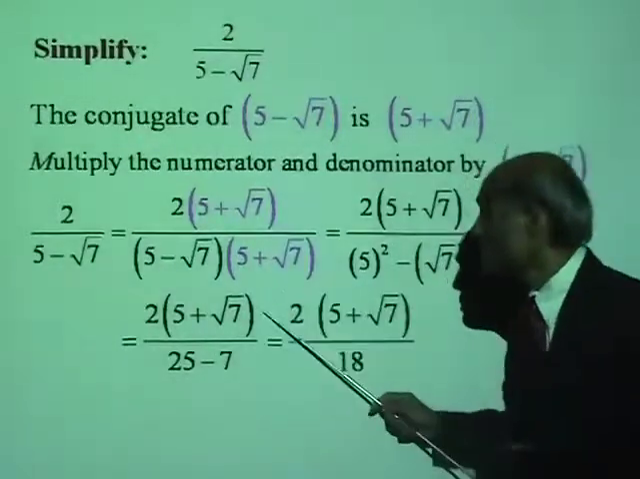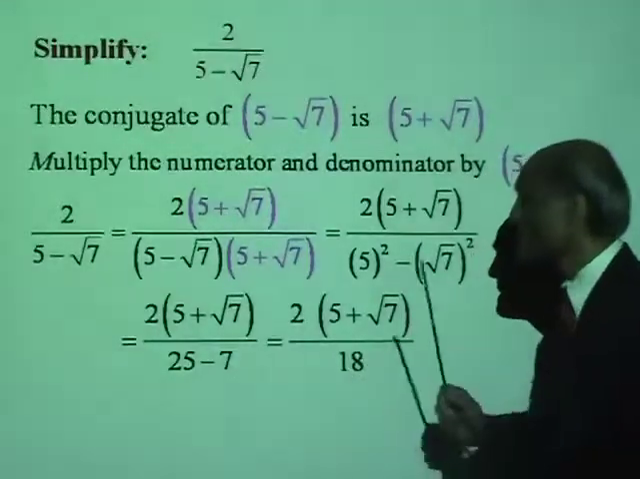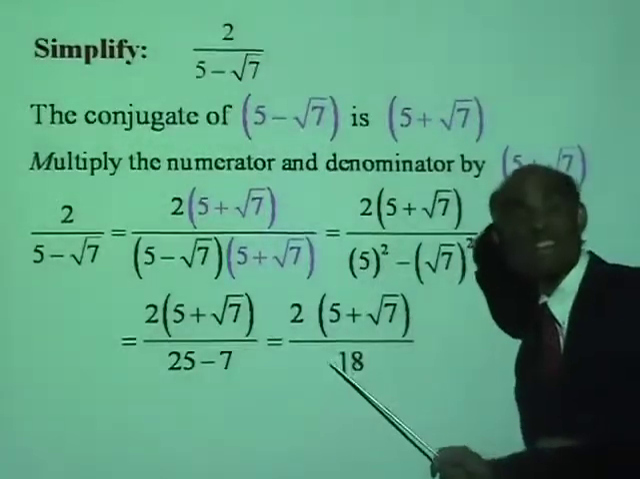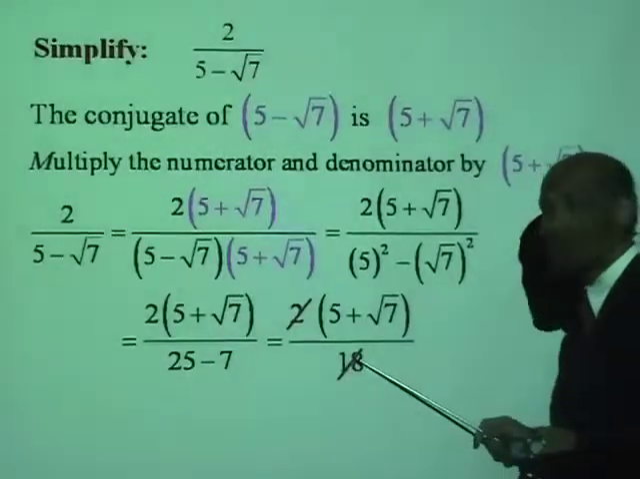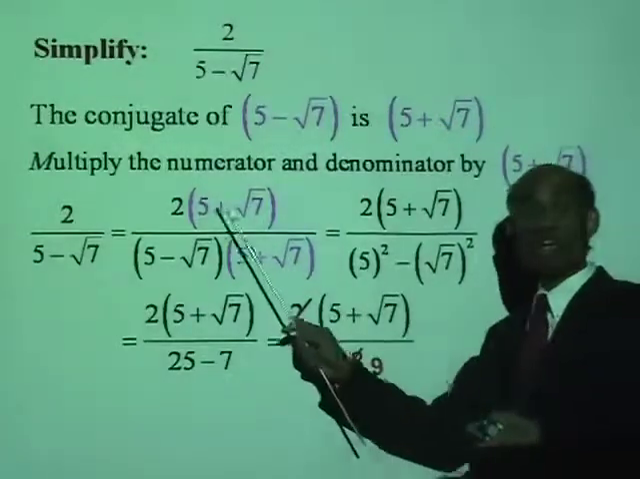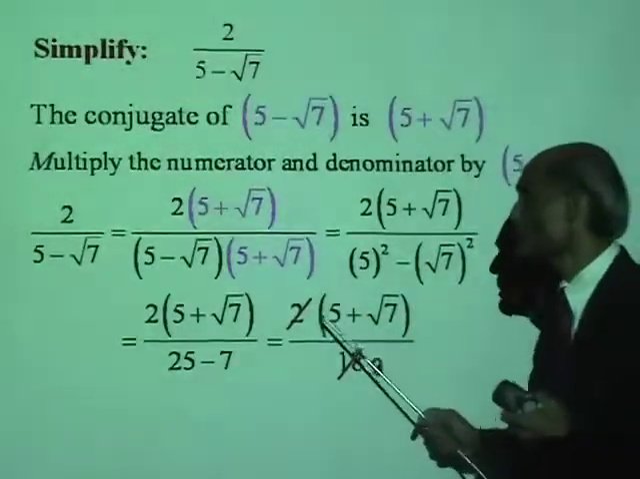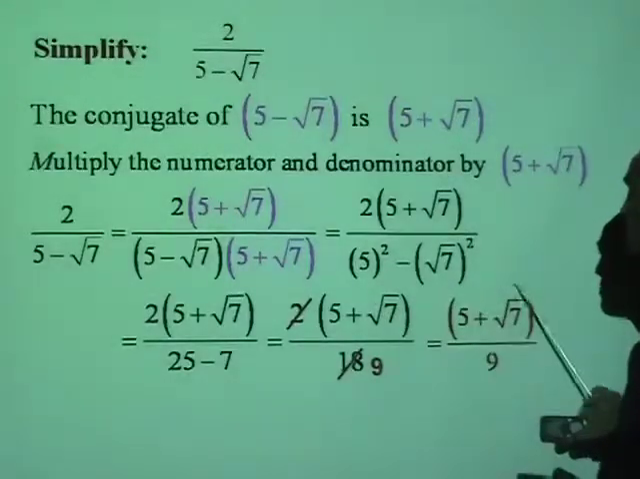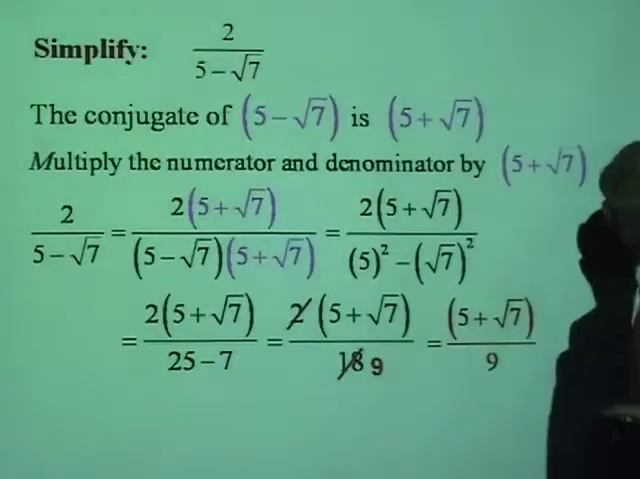Now, again, the numerator remains the same. The denominator is now 25 minus 7, which is 18. Now you notice one thing: 18 is 9 times 2. You can cancel a 2 on the numerator with 18, leaving a 9. You see? That's the advantage in not multiplying. There is no need to multiply the numerator in the first place. So what are we left with? We have 5 plus square root 7 on the numerator and 9 on the denominator, and that is our answer.